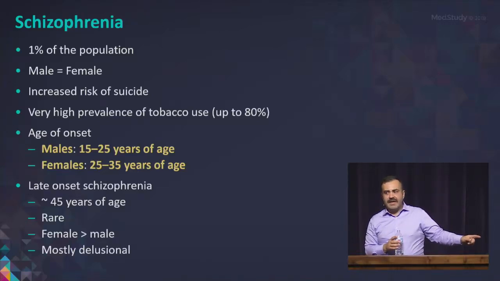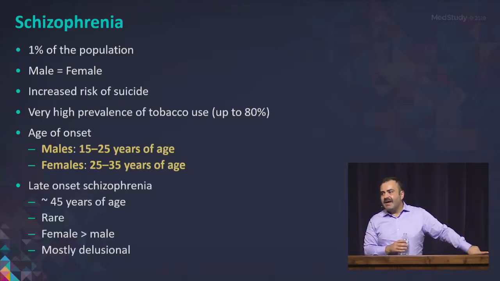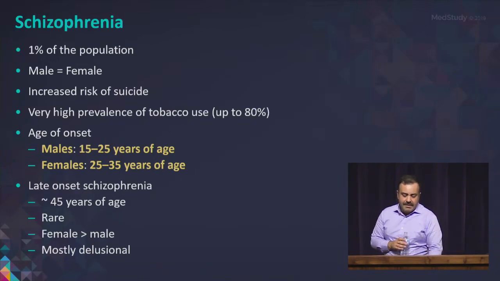There is a form of schizophrenia that is mentioned in your core, but I don't think will show up on your test, which is late onset schizophrenia. It is very rare. I've seen it myself only once or twice. It happens in women above age 45, and they become very delusional, but I don't think you will see it on your exam.